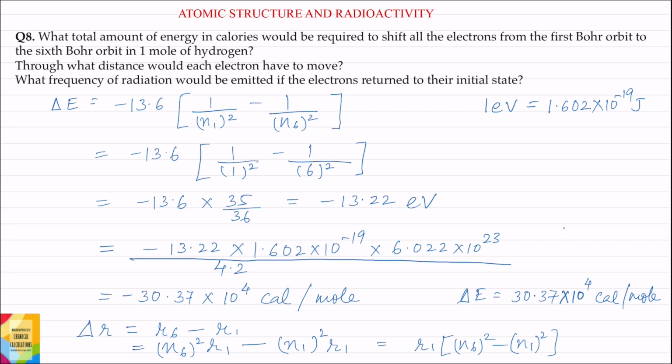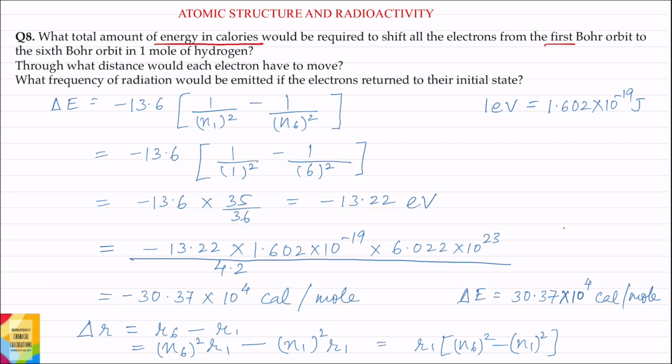Question 8. What total amount of energy in calories would be required to shift all the electrons from the first Bohr orbit to the sixth Bohr orbit in 1 mole of hydrogen? Through what distance would each electron have to move? What frequency of radiation would be emitted if the electrons returned to their initial state? We have to find out the energy in calories.